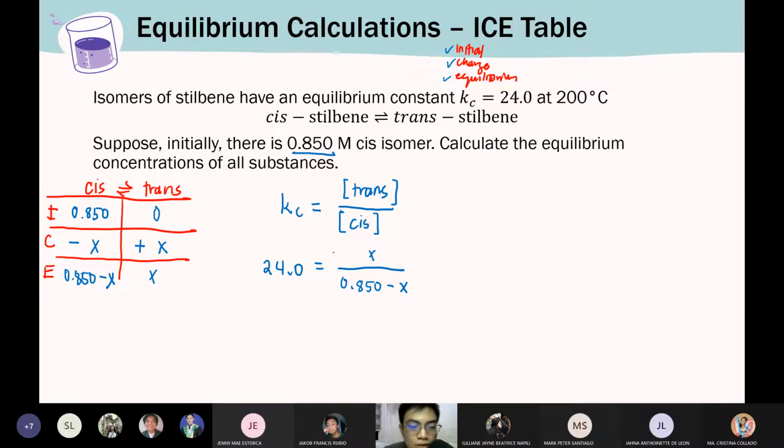And then, ano susunod na gagawin? Now, you can do algebra na. Okay? So, you transpose the denominator to the right side. Okay? That will be 0.850 minus x equals x.